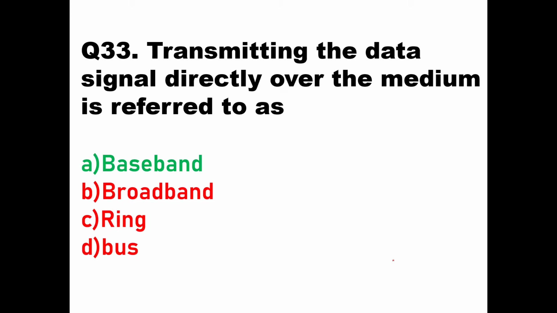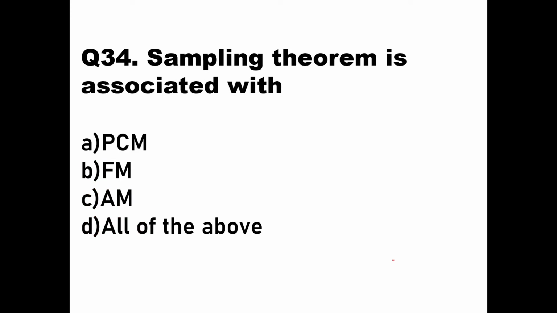Transmitting the data signal directly over the medium is called baseband transmission. Okay, you are not doing any type of modulation over here. It is only the basic signal which we are going to transmit from the transmitter to the receiver. Okay, then we'll go to the next question.